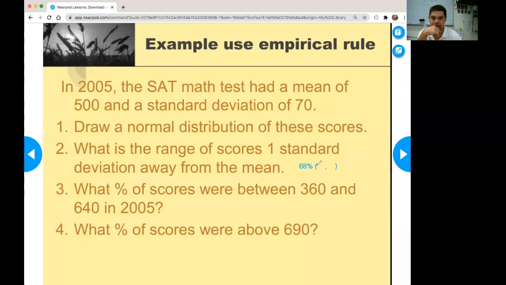Should get it by now. What is it, 430? 500 minus 70 is 430. 500 plus 70 is 570. There you go. That's the answer to number 1. 1 deviation, 68%. Then add and subtract 70 once again. So if you subtract 70, you get 360. You add 70, you get 640. 95%.